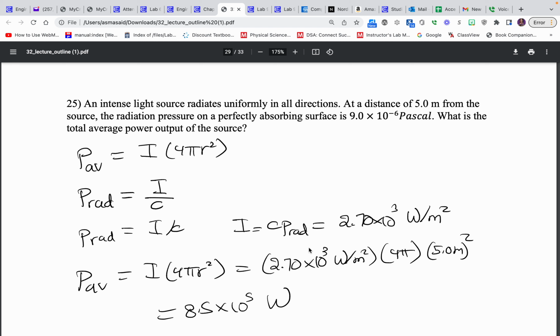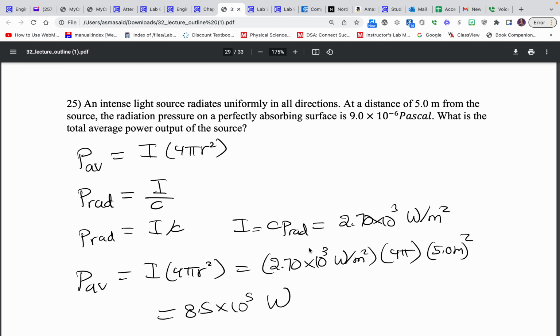This one is another application. An intense light source radiates uniformly in all directions. At a distance of 5 meters from the source, the radiation pressure on a perfectly absorbing surface is 9 times 10 to the negative 6 pascals. What is the total average power output of the source?